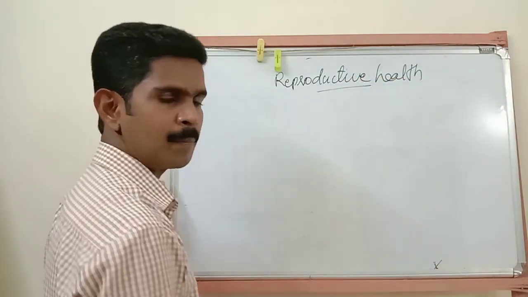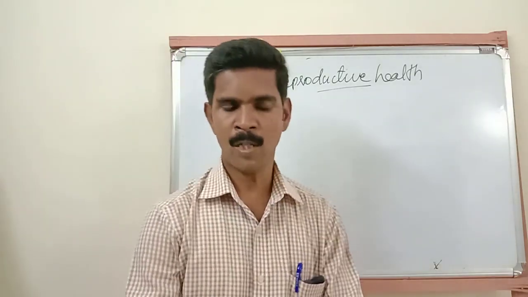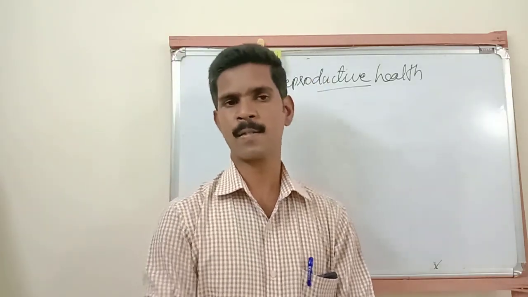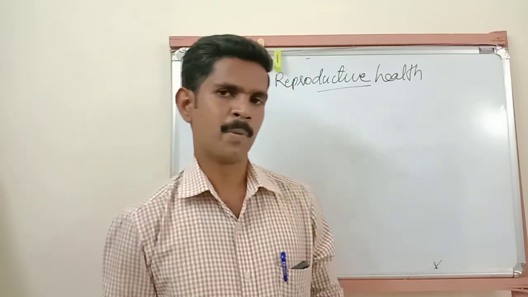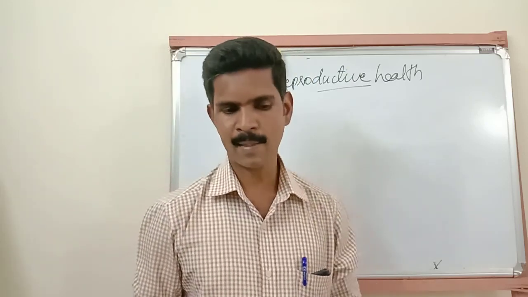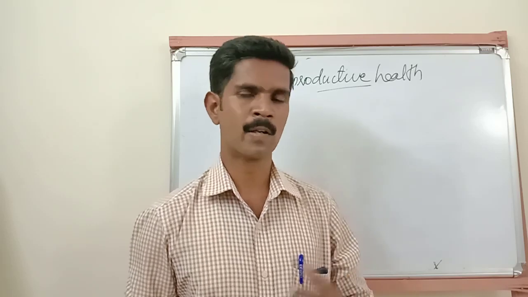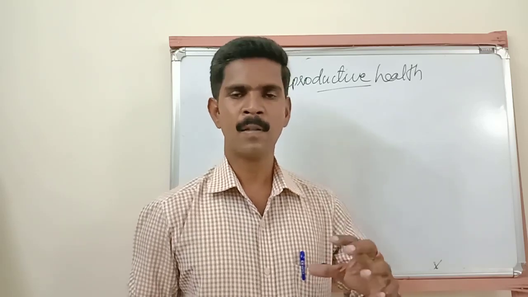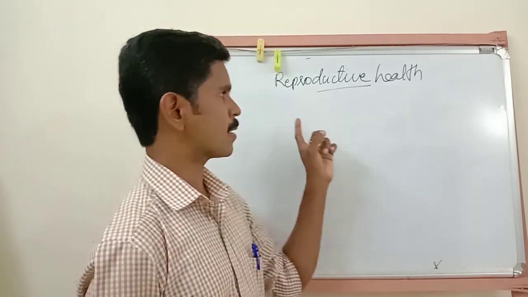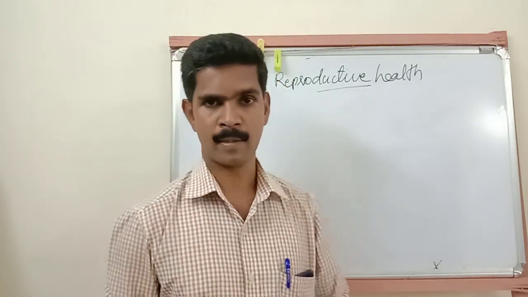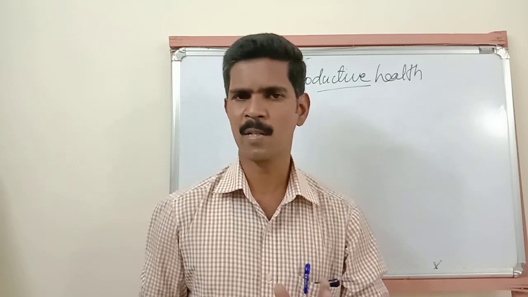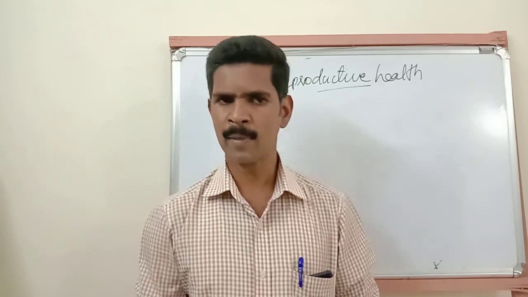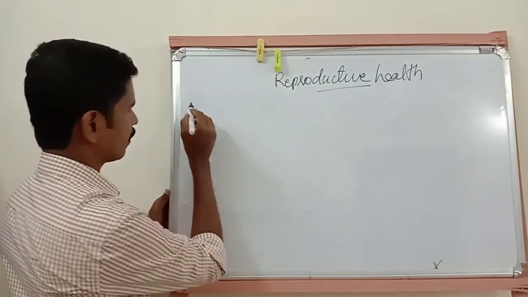The third chapter name is Reproductive Health. In the first two chapters we studied about reproduction and the structure of the human reproductive system. In this chapter also, we are going to study some topics related to our reproductive system. So the lesson name is Reproductive Health. Today in this lesson we are going to study some 2 mark and 3 mark questions. The first one is family planning.